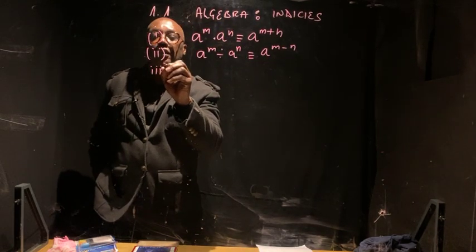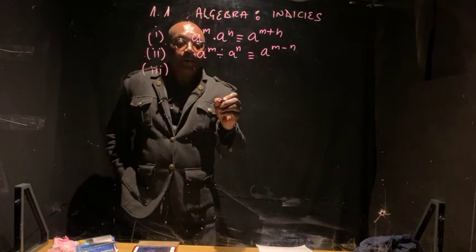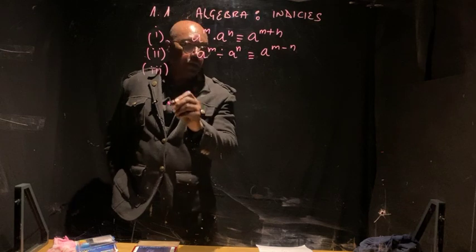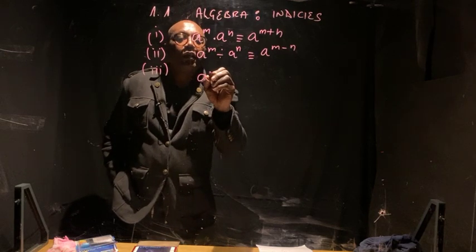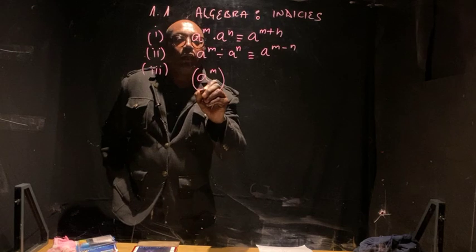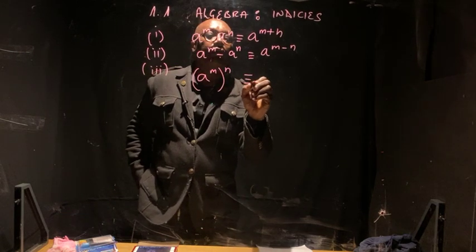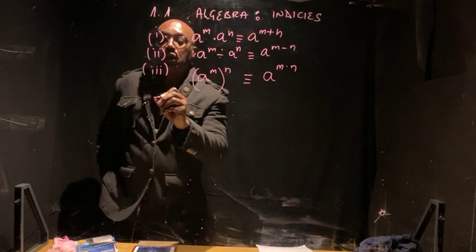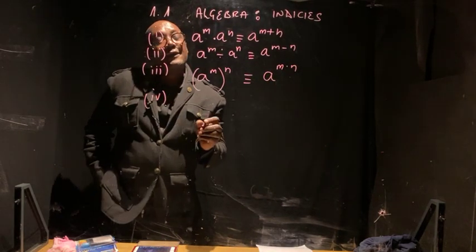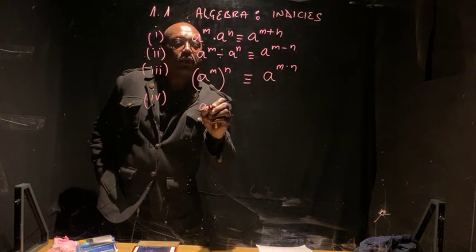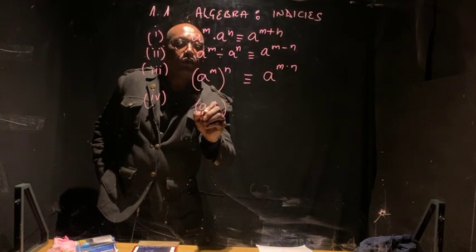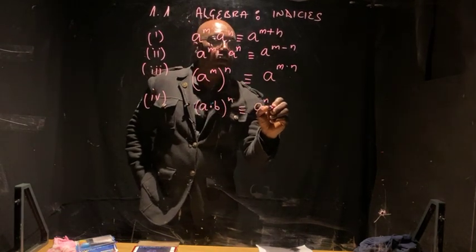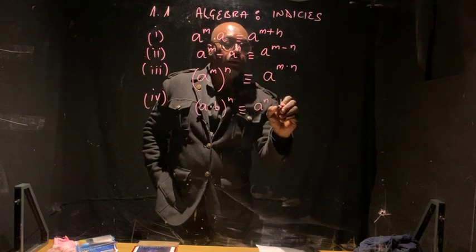Law 3 says that if you have a raised to the power m in the bracket, raised to the power n, it is not different from a raised to the power m times n. Law 4 says that if you have a multiplied by b, all raised to the power n, it is not different from a raised to the power n multiplied by b raised to the power n.